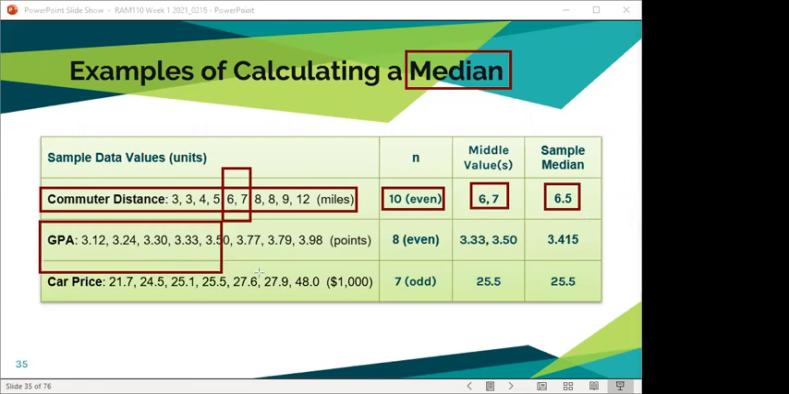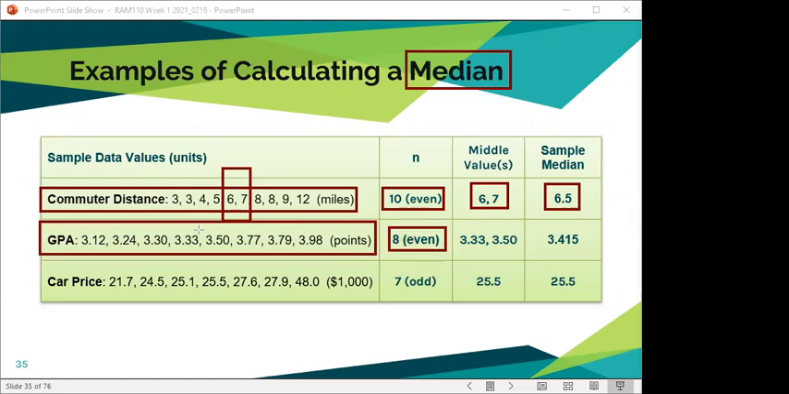And then GPA, 8 values. It's an even number. The 2 middle values here are right there, 3.33 and 3.50. I listed them over here on the table as well. If we take the average of those, we get 3.415.